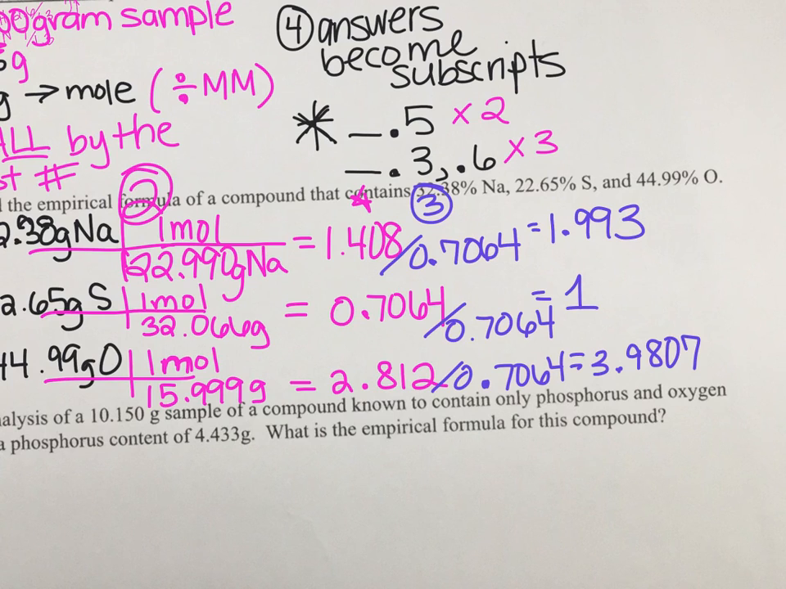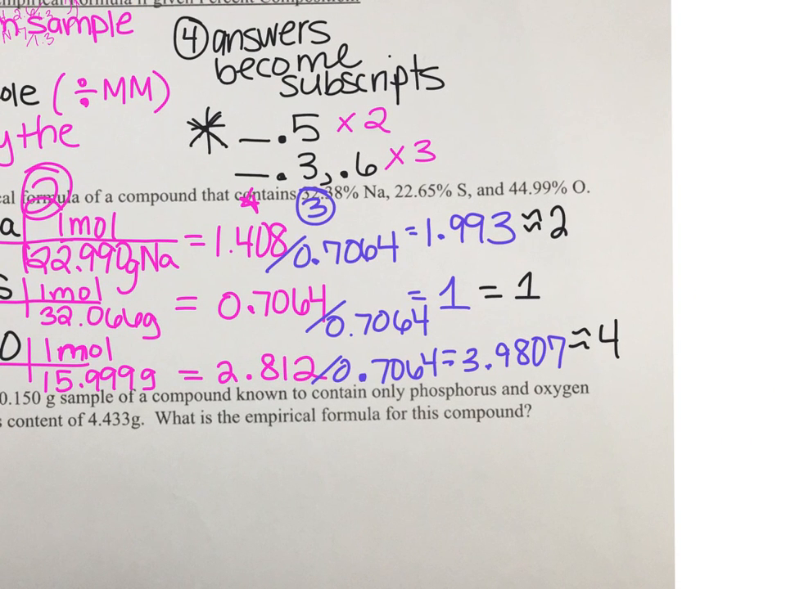Okay. So now our final step is those are supposed to be our subscripts. Now we don't ever write things like 1.993 as one of our subscripts, right? That would be weird. What is that really, really close to? 2. Good. This one is 1, so we're good there. And this one is really close to 4, right? So our answer turns out to be Na2SO4, which is, what's the whole compound's name? Sodium sulfate. Good.